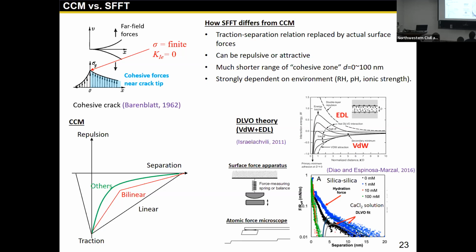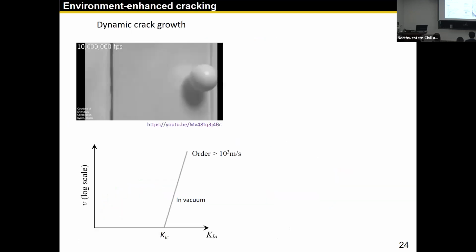You can see this is silica surface force in salt solutions with different concentrations. You can see it is strongly affected by the environment, this surface force. And mostly, you can see that repulsion dominates in this solution environment. So that highlights that this strong environment dependence is where we're going to make the distinction. If we want to study a problem that highlights this difference, we should focus on something that depends on the environment, because that was not incorporated before. Then the prominent problem is environment-enhanced cracking.